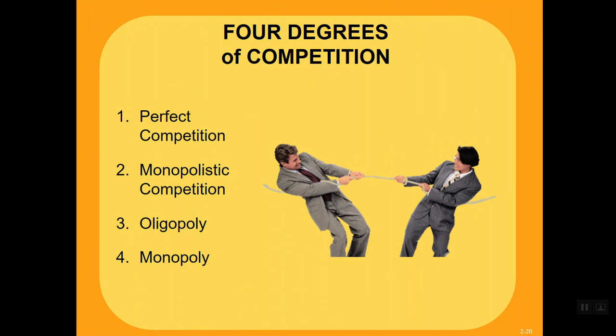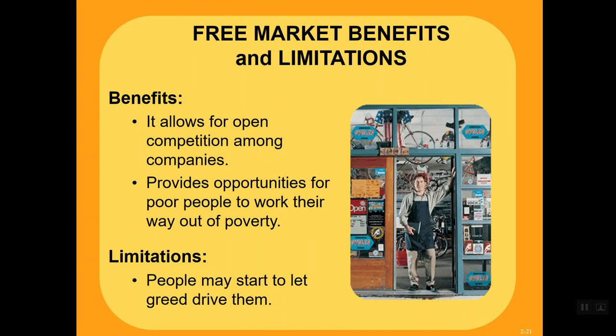There are 4 degrees of competition that exist: perfect competition, monopolistic competition, oligopoly, and monopoly. Those are what we call degrees of competition. Free market benefits and limitations include, from a benefit standpoint, allowing for open competition among companies. And remember, the United States and capitalism is a free market system. It provides opportunities for poor people to work their way out of poverty. But there's the limitation that people may start to let greed drive them. In other words, the more they earn and the more they can make or want to make as profit, the more they want.